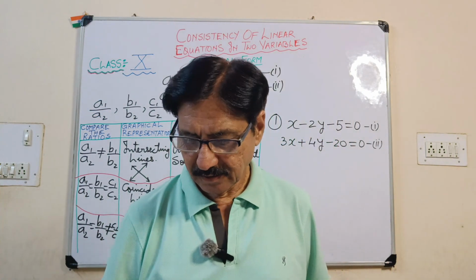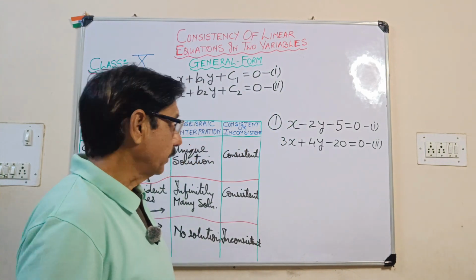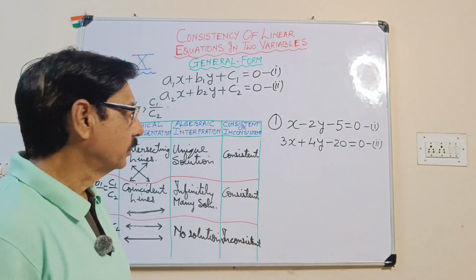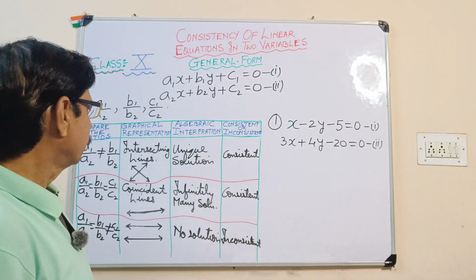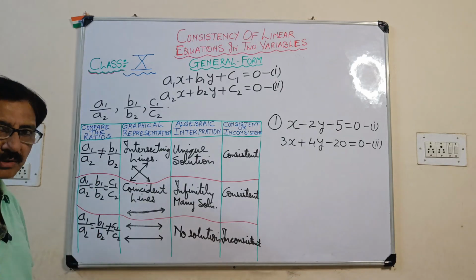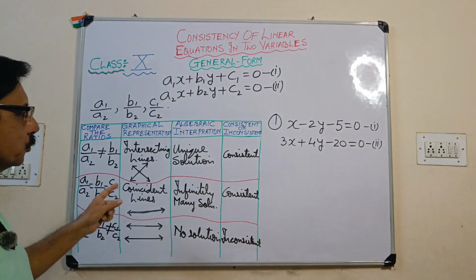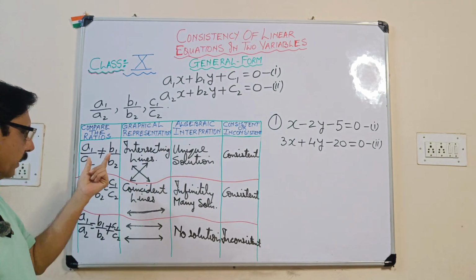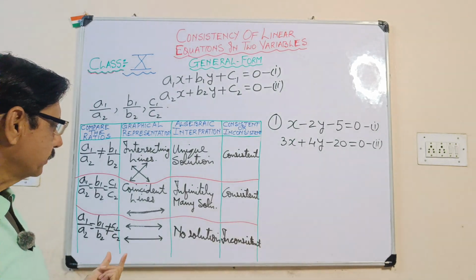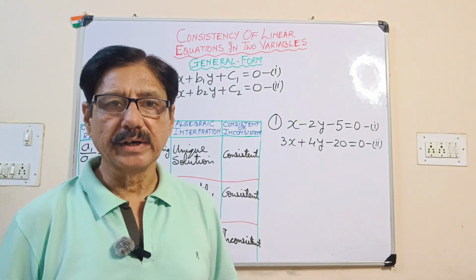Hello friends. In continuity of our previous video, we discussed the consistency of linear equations in two variables. We discussed that just by comparing these ratios of a1 by a2, b1 by b2 and c1 by c2, in three different cases, we can very easily check what type of solution we are going to get.